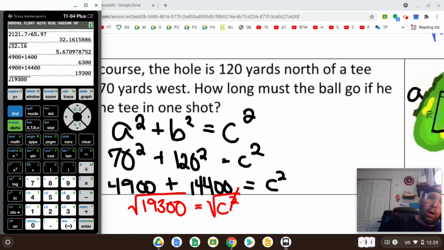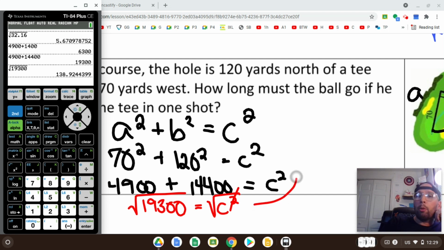19300. This is an irrational number because the number is an ugly, terrible number. When you take the square root of a number and it's terrible, it's irrational. 138.9 yards.